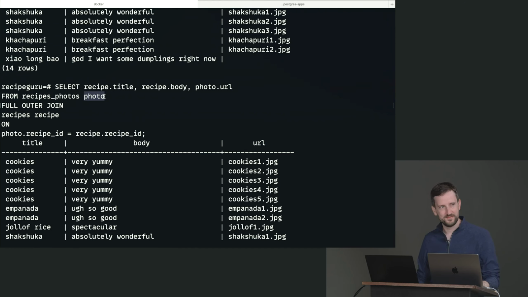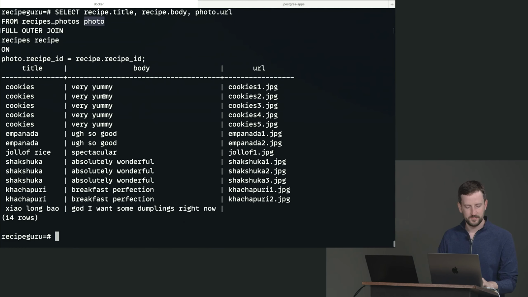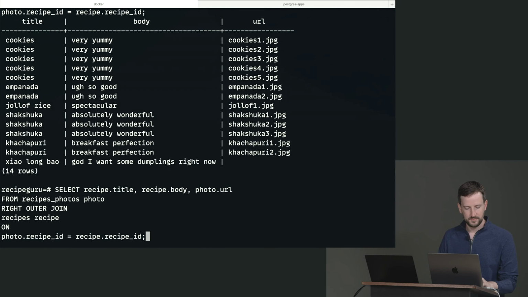But theoretically, you could switch the from and the on, like which one you listed first. You could still do from recipes instead of recipe photos, and then left join on recipe photos, and you would just switch the join direction to get the same thing. Yeah, correct.